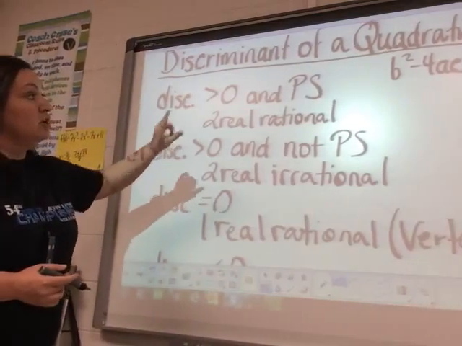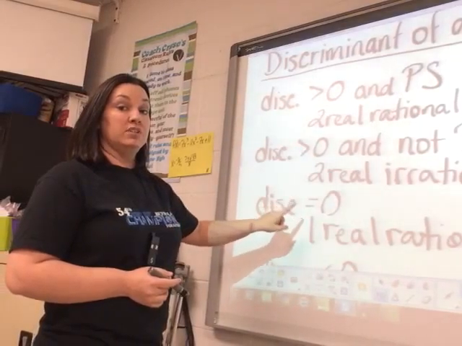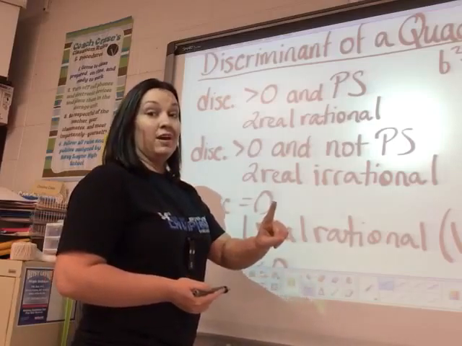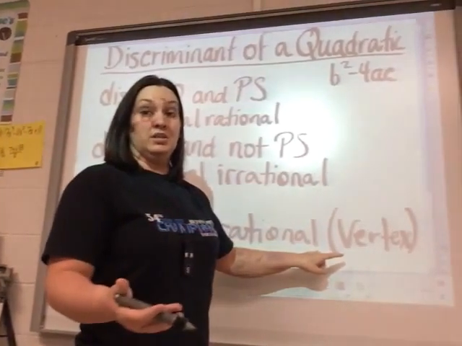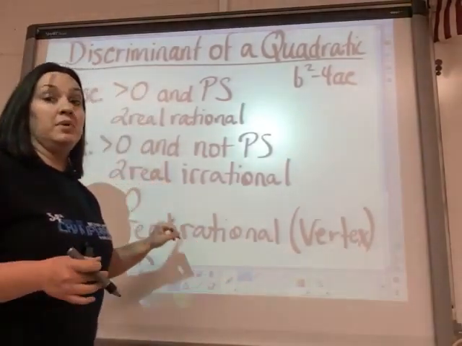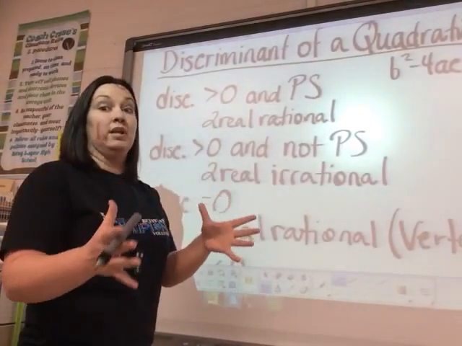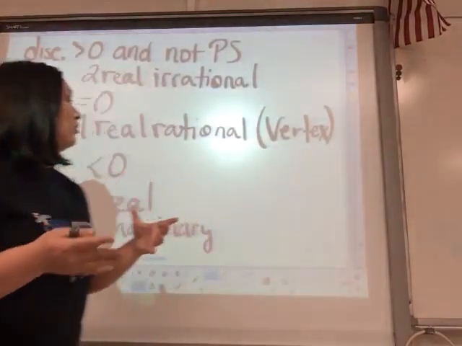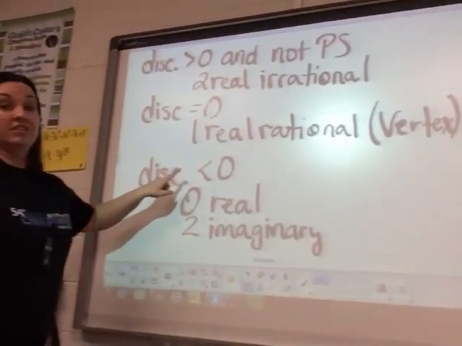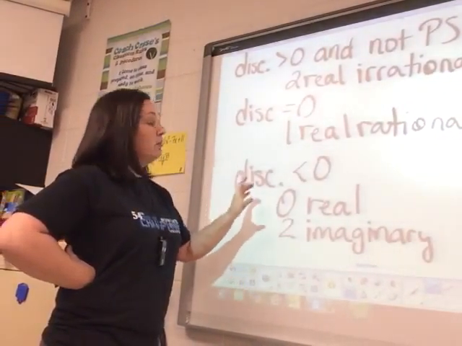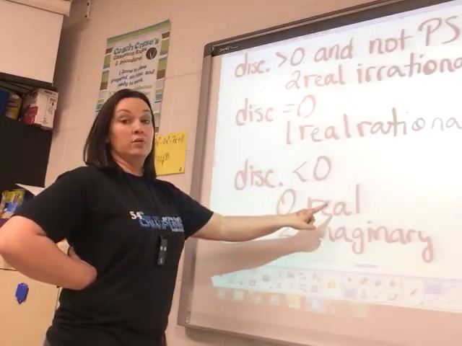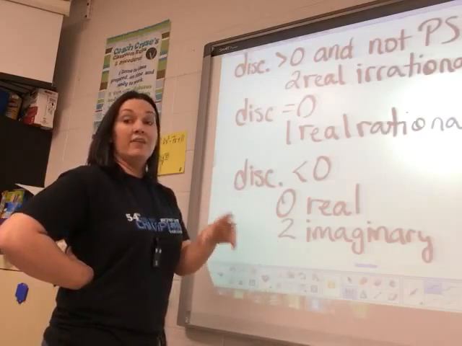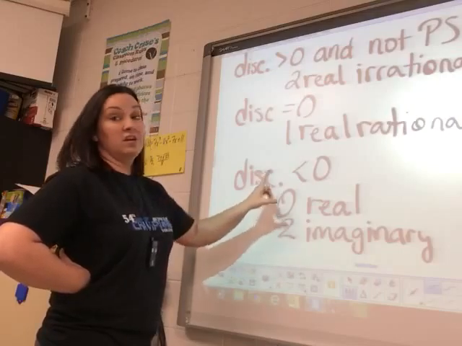Okay? Using that formula, if you get a discriminant equal to 0, then you're guaranteed to have one real rational answer, and that rational answer is actually going to be your vertex, and you'll see that when you graph it. But the key here is to know it's going to be one real rational answer, so one pretty answer. Okay? And there's one more category. If you do your formula and you get your discriminant to be less than 0, that means a negative number, then you're going to have 0 real solutions, but you're guaranteed to have two imaginary solutions. That means in your answer, you're going to have i. Okay? And we'll talk about what this looks like graphically as well.